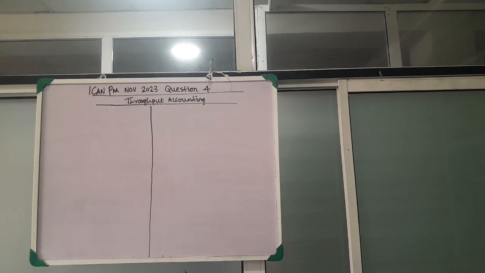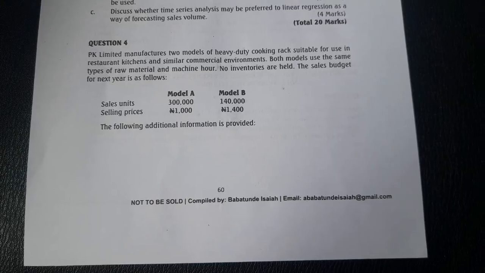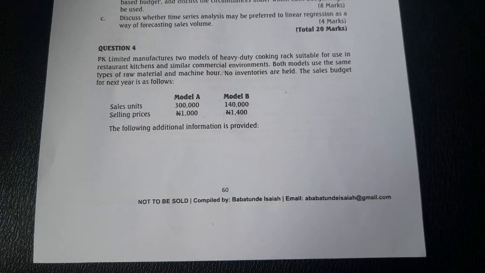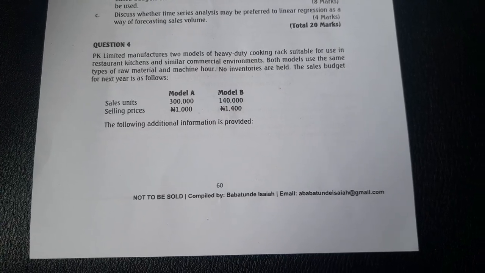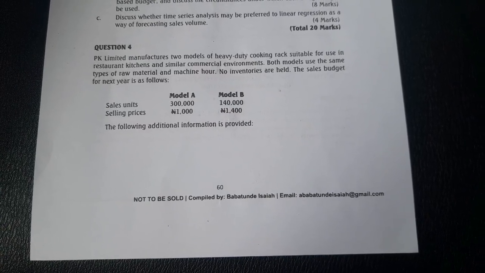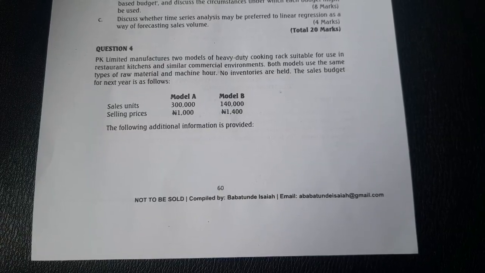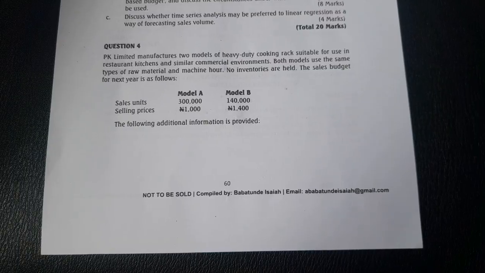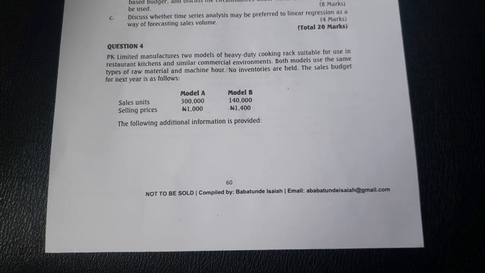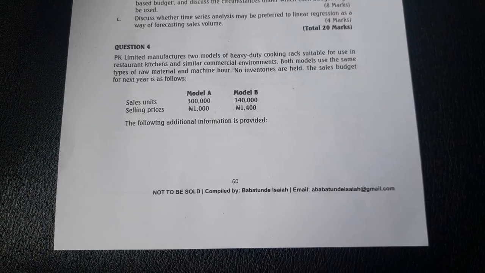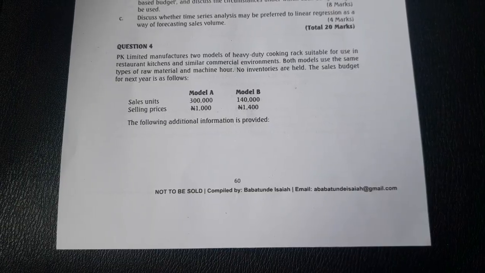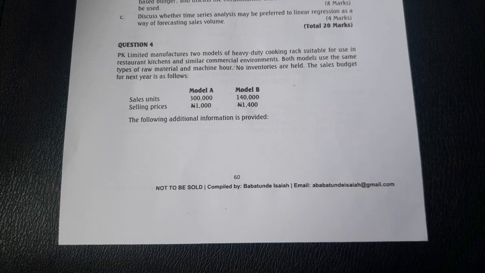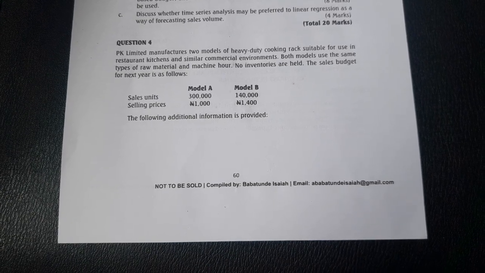PK Limited manufactures two models of heavy-duty cooking rack suitable for use in restaurant kitchens and similar commercial environments. Both models use the same types of raw material and machine hour. No inventories ahead. The sales budget for the next year is as follows. Sales units: Model A 300,000, Model B 140,000. Selling prices: Model A 1,000 naira, Model B 1,400.